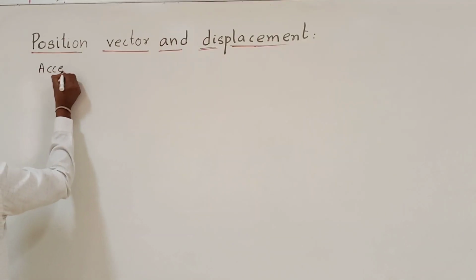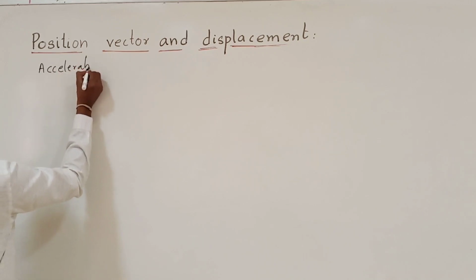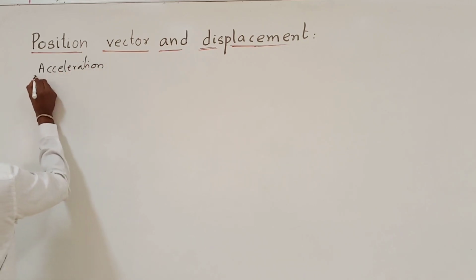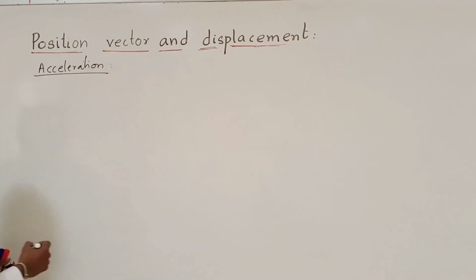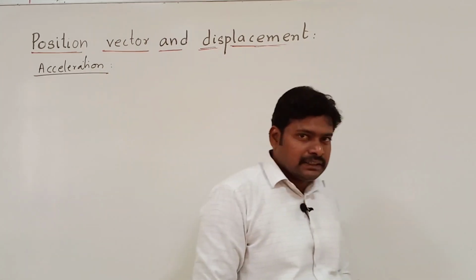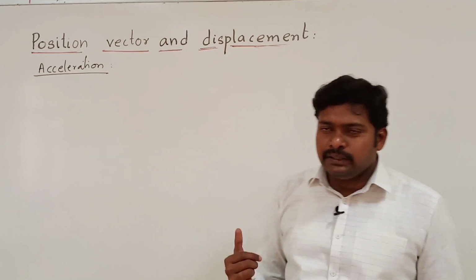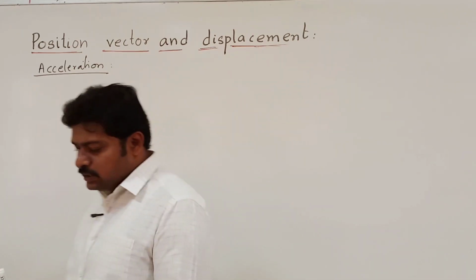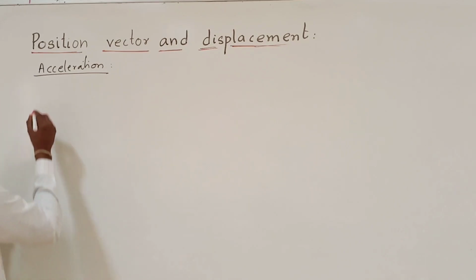Now acceleration. Of course, the term acceleration you have seen in the last chapter. Now how to represent the acceleration vector, the average acceleration of a body? Let's see. First, let's see average acceleration.